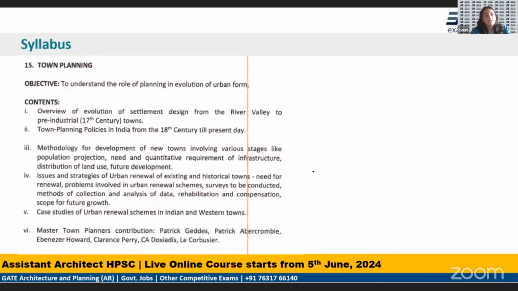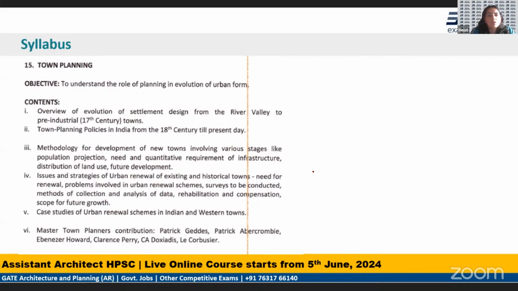Then coming to town planning, here, right from the evolution of urban form, how did the earliest settlements start, or how did your pre-industrial towns and their evolution, how that took place? Then coming to various calculations in urban planning, right from population projection to infrastructure, distribution of land, etc.